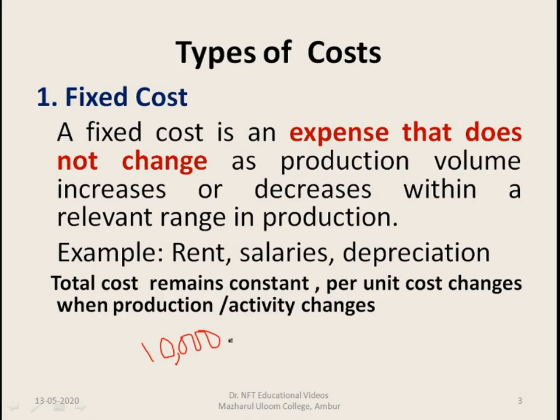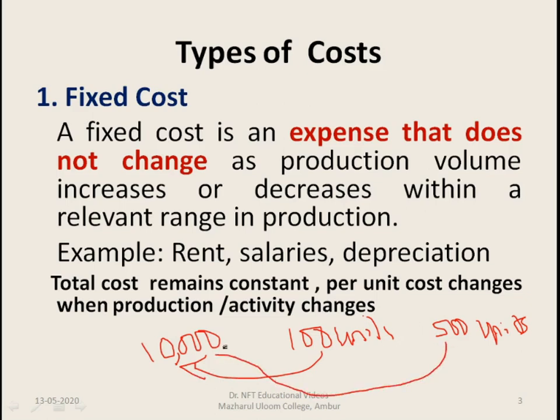Whatever the level of units produced, whether the company produces 100 units or 500 units, the rent will remain constant. It will not change based on the level of activity. You have to pay the rent of 10,000 even if the units produced are 10,000 or 5,000. Sorry, 500 or 5,000, whatever it is.